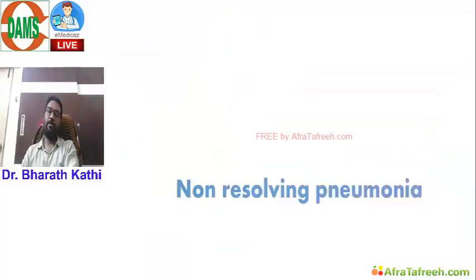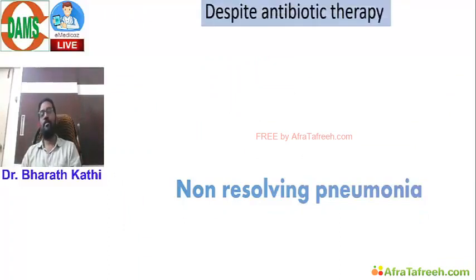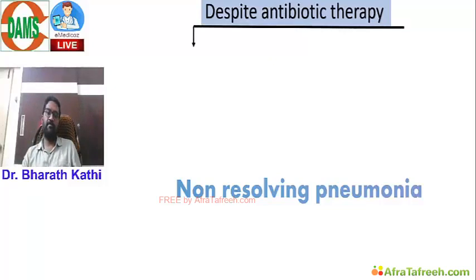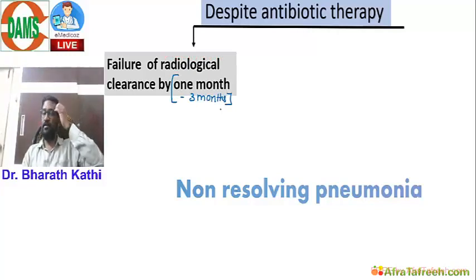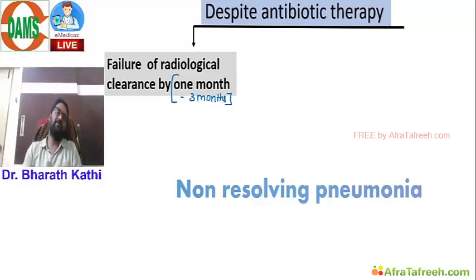Then coming to non-resolving pneumonia. So when to call it non-resolving pneumonia? Now you have given antibiotic therapy. So despite antibiotic therapy, there is no radiological clearance. So complete clearance should happen in 1 month. Usually 1 month to 3 months is taken for a few infections. So it depends upon the infection. For routine infections such as streptococcus, 1 month will be sufficient. So I am just taking into consideration streptococcus here.